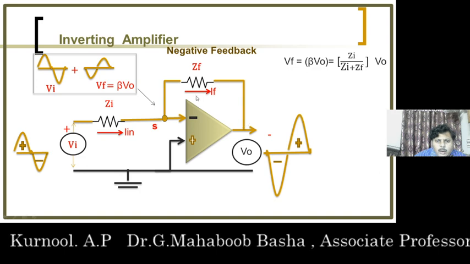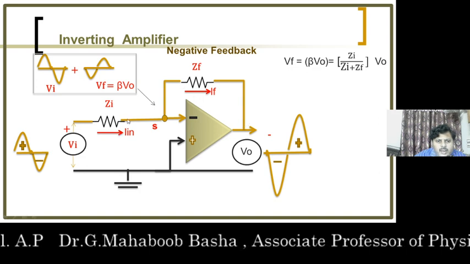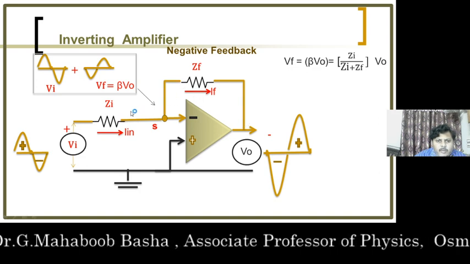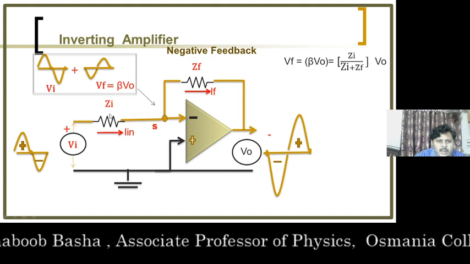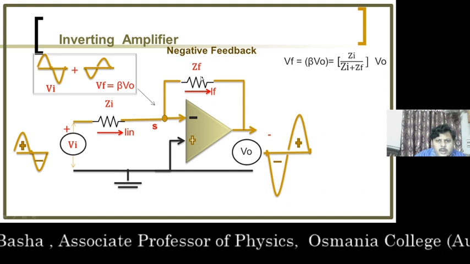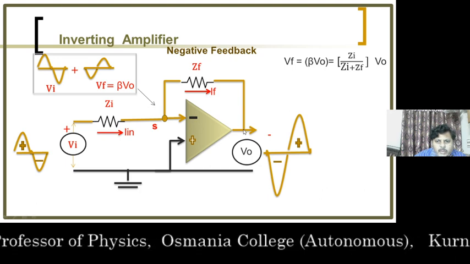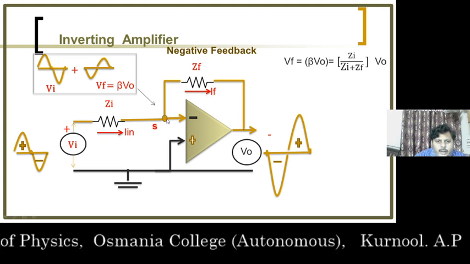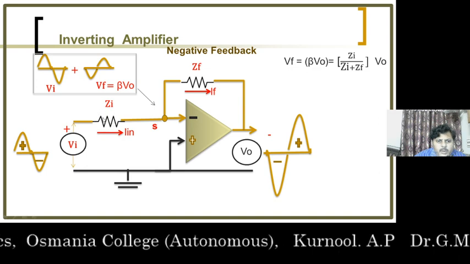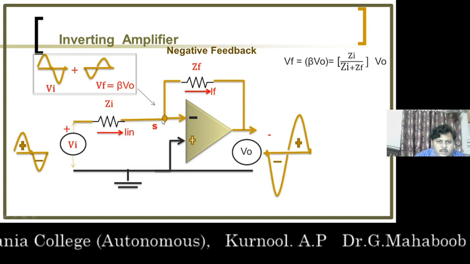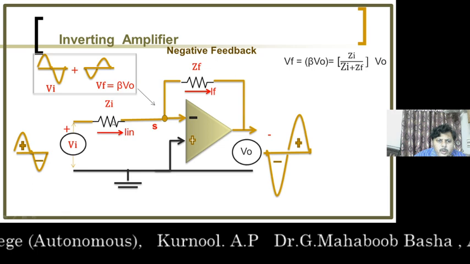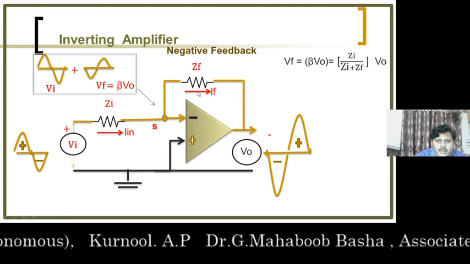Here, Zi and Zf, two impedances, are connected, forming the feedback network. Zi is called the input impedance and Zf is called the feedback impedance. Zf is connected between output and input at point S, and Zi is the input impedance connected from input to point S. Now, the input current is Ii and the feedback current is If.